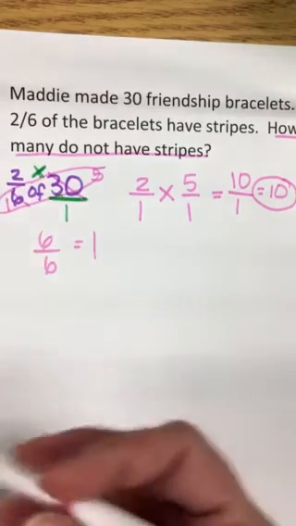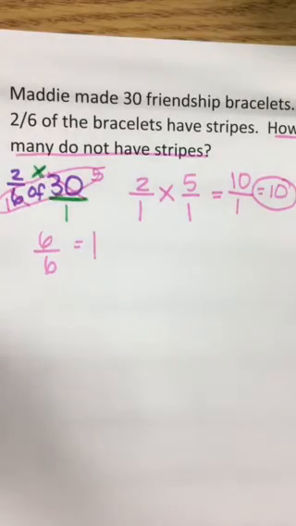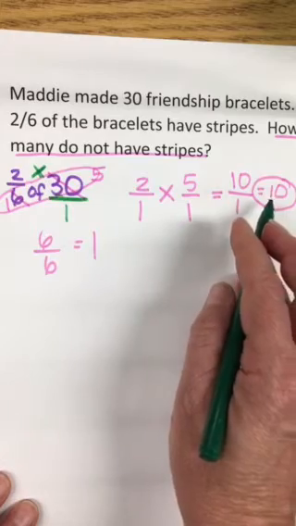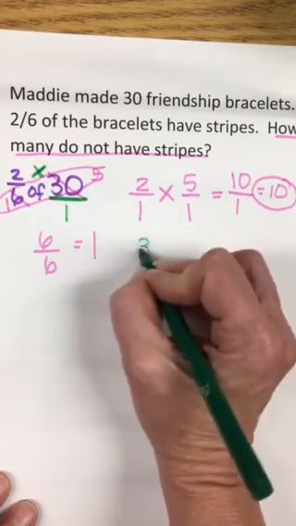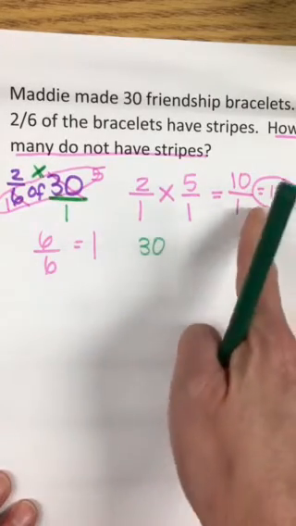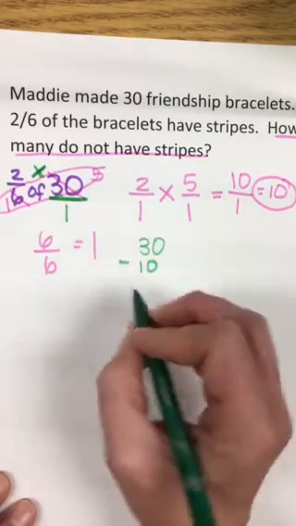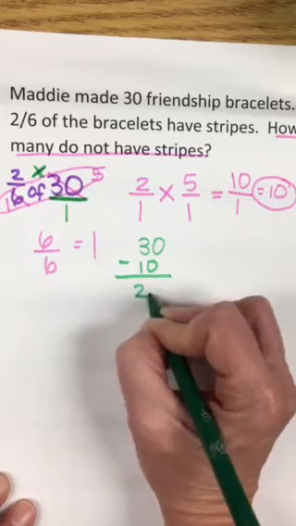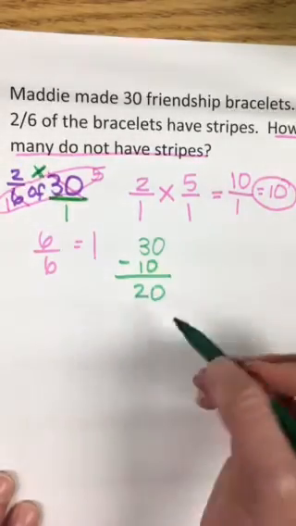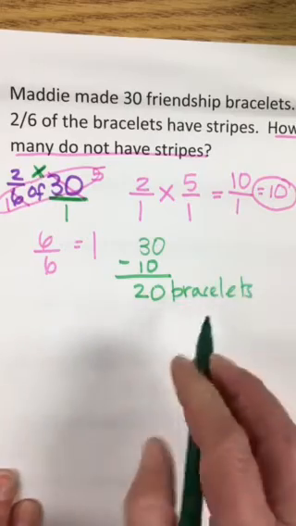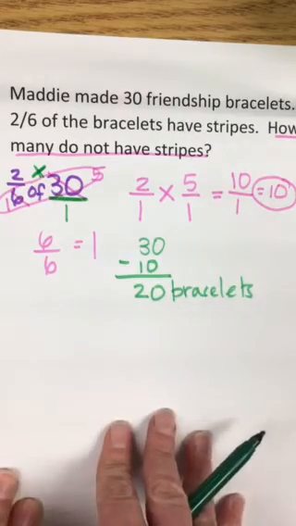So there's two different ways we could continue and solve for this, right? We know that this is the answer to 2/6. We could say that 30, the total, minus the 10 that represents the 2/6 of the total, would give us 20 left over. That would be how many bracelets do not have stripes.